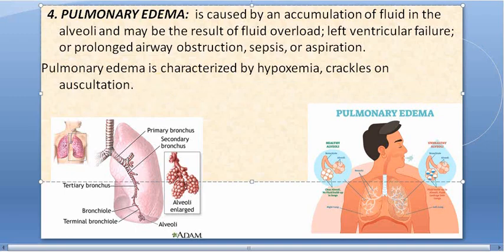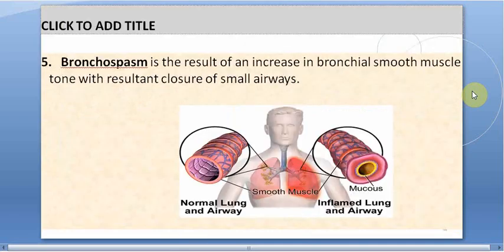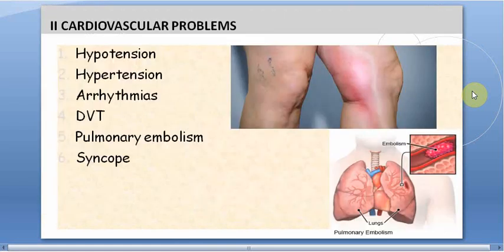In hypoxemia, you can immediately start oxygen therapy and keep the patient on ventilatory support after intubation. Next is bronchospasm. Bronchospasm is the result of an increase in bronchial smooth muscle tone with resultant closure of small airways. So here the bronchus will undergo a spasm because of the inflammation.